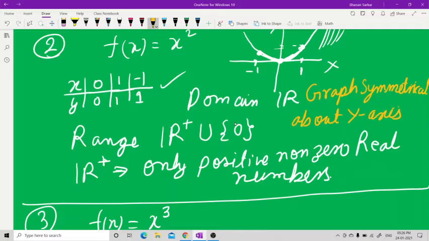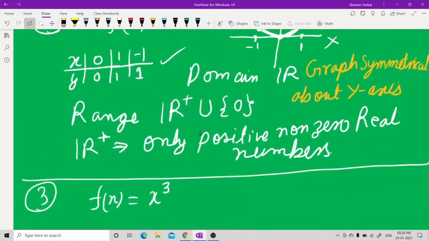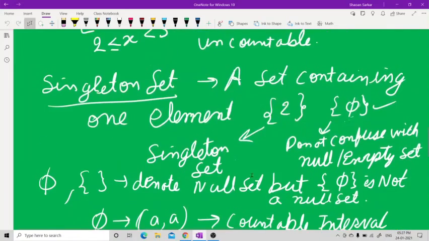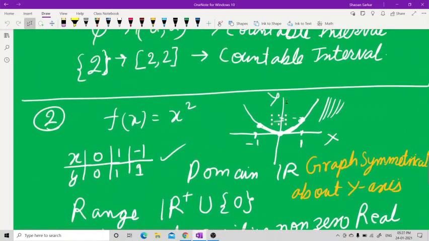Now the next. You can see this will always give a positive value, so this is an even function. The power is even, so both sides are always symmetrical. The y-axis will behave like the image of a mirror. Whatever is on the right side will be the same on the left side.